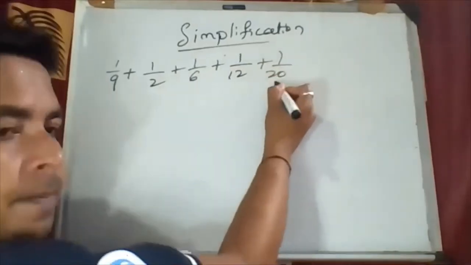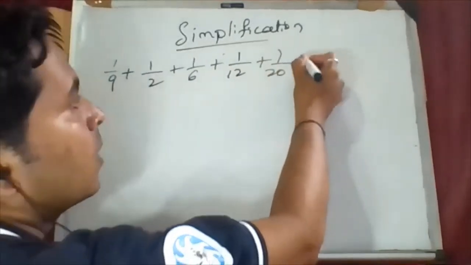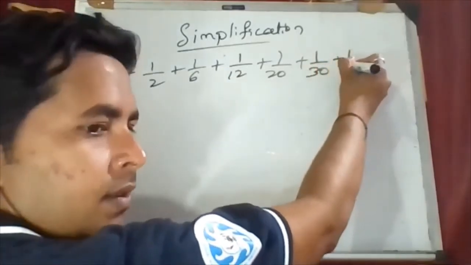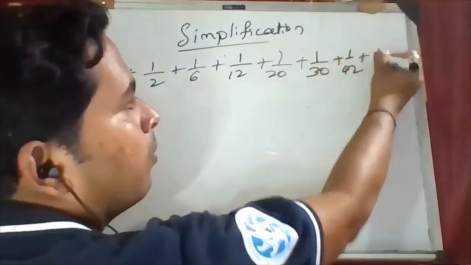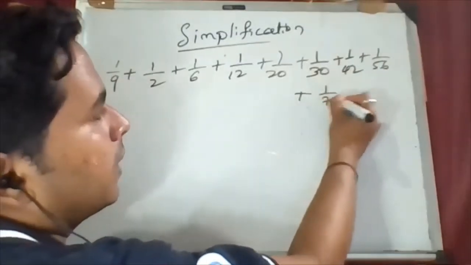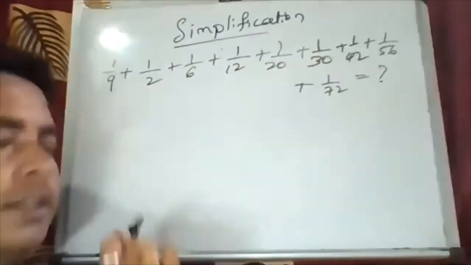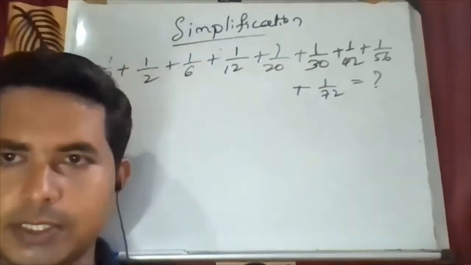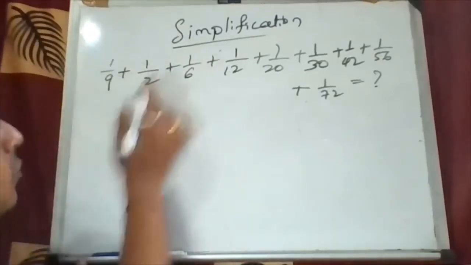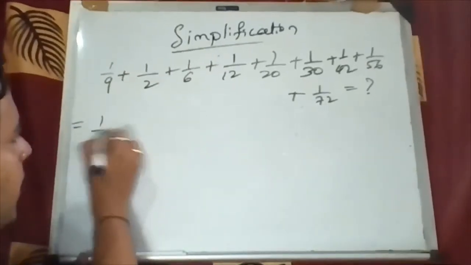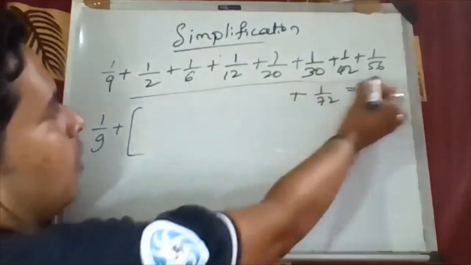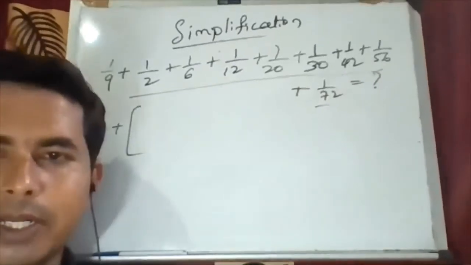Here 1 by 9 plus 1 by 2 plus 1 by 6, 1 by 12, 1 by 20, 1 by 30, 1 by 42, 1 by 56, plus 1 by 72. Same as the similar one, with a little change in the question. Just give me the answer of this. In this question, just leave this 1 by 9. Keep 1 by 9 as it is. Okay, consider all the rest of the numbers.